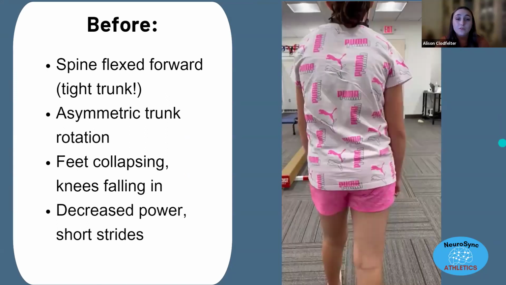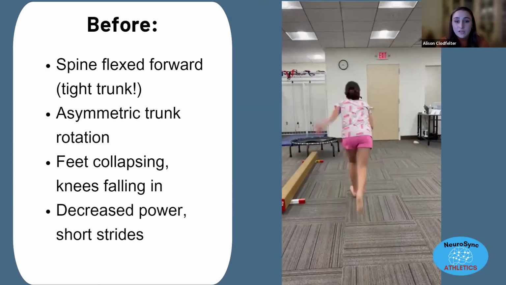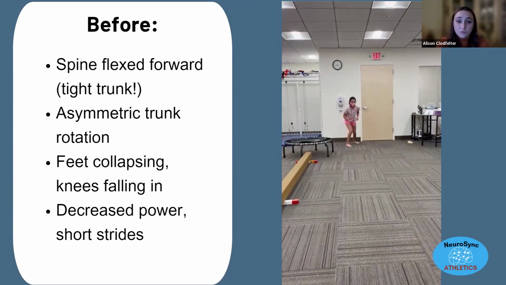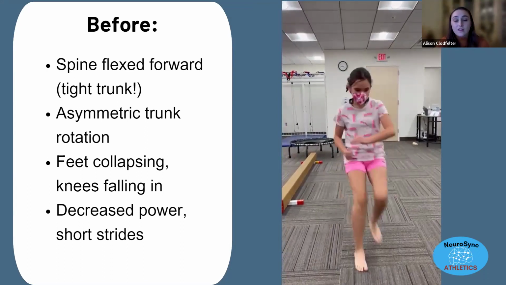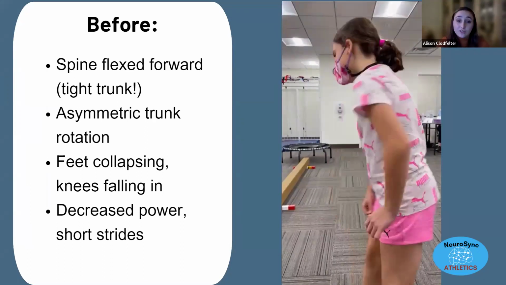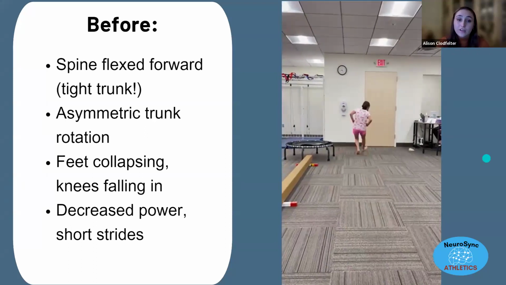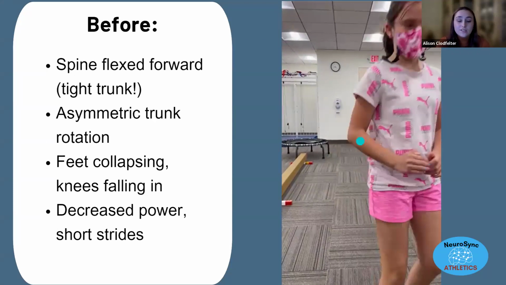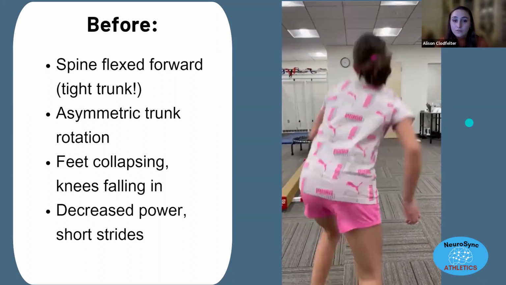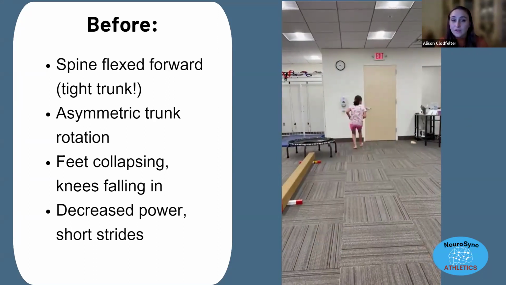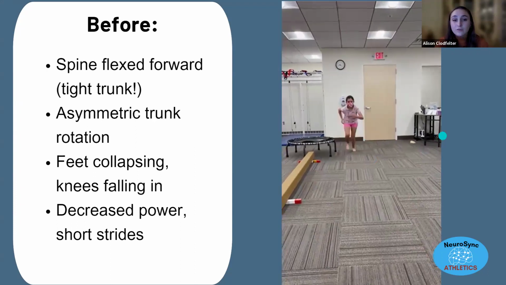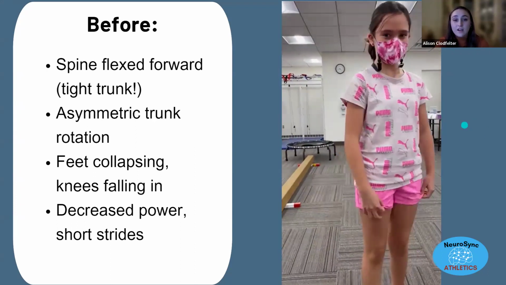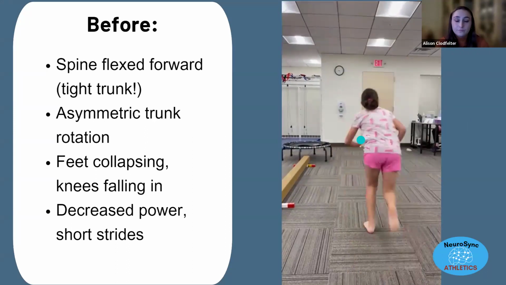So this is an example of her running. So while she's running here, you can see her spine is flexed forward. That often tells us that our athletes have a tight trunk and it's not moving correctly. She also has asymmetric trunk rotation here. So you can really see that at the beginning of this video. So watch her left arm compared to her right arm. See how it's flying out there? So she's really rotating her upper body to the left side and not so much to the right side.